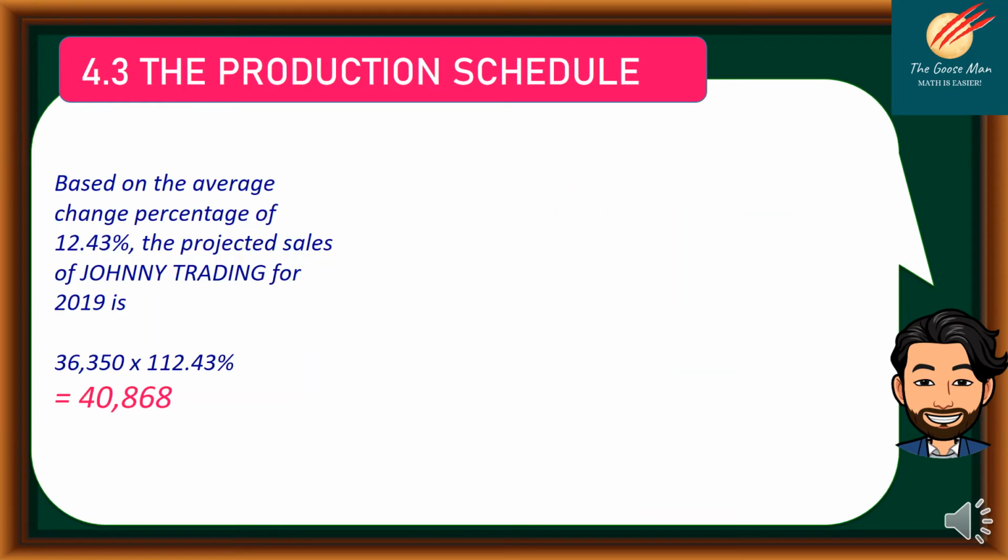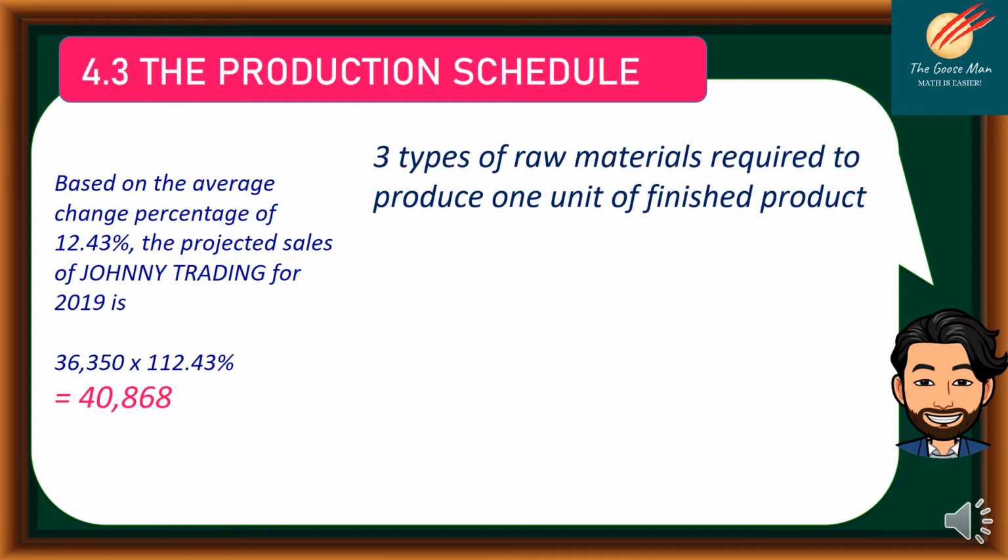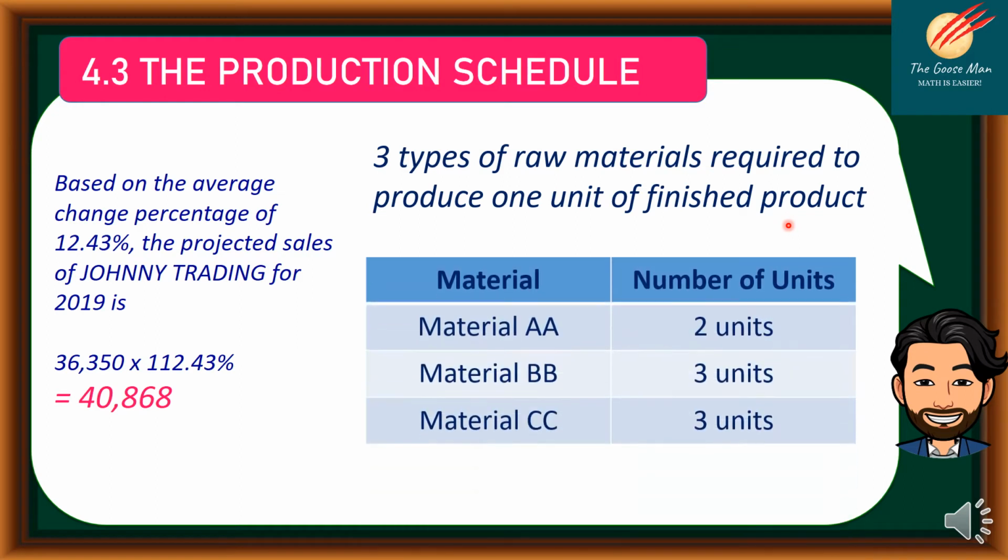In order to determine our cost of materials, say for instance we have three types of raw materials required to produce one unit of finished product. What we're going to do is list them down. Say we have the material and the number of units. Material AA, 2 units. Material BB, 3 units. Material CC is equal to 3 units. Again, we need to produce 40,868 as the projected number of sales in 2019 for Johnny Trading.